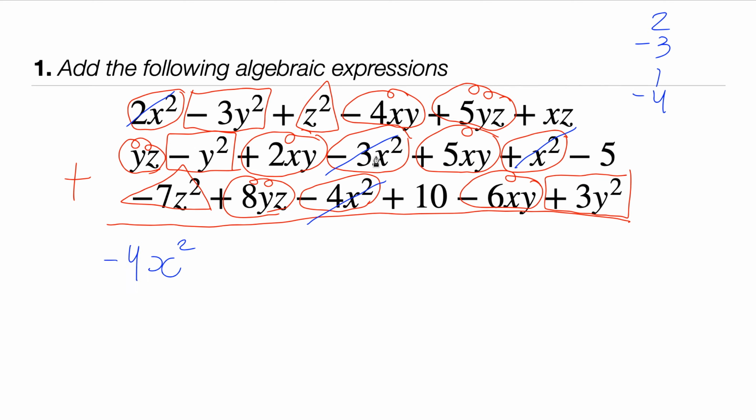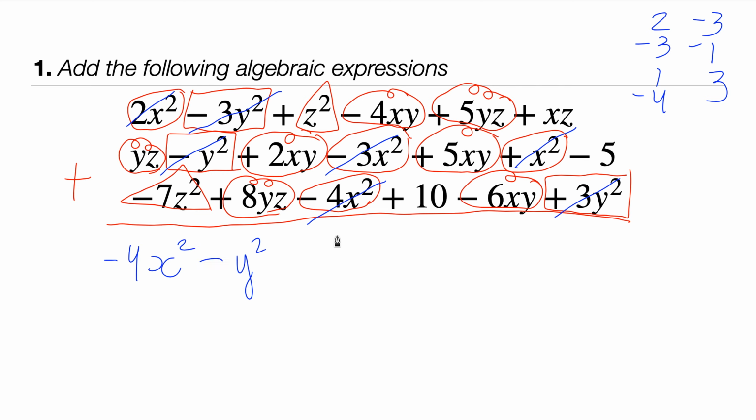Next is the y squared. For the y squareds, let's start with 3. So -3, where else in the boxes, we have -1, and we have +3. So -3 plus 3 becomes 0, leaving -1. Copy the sign: -1y squared, or maybe we can just not write the 1, so minus y squared.